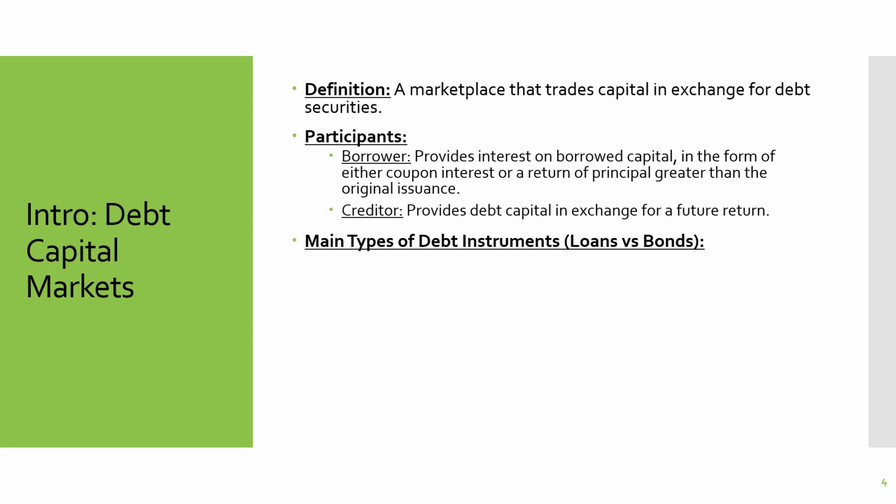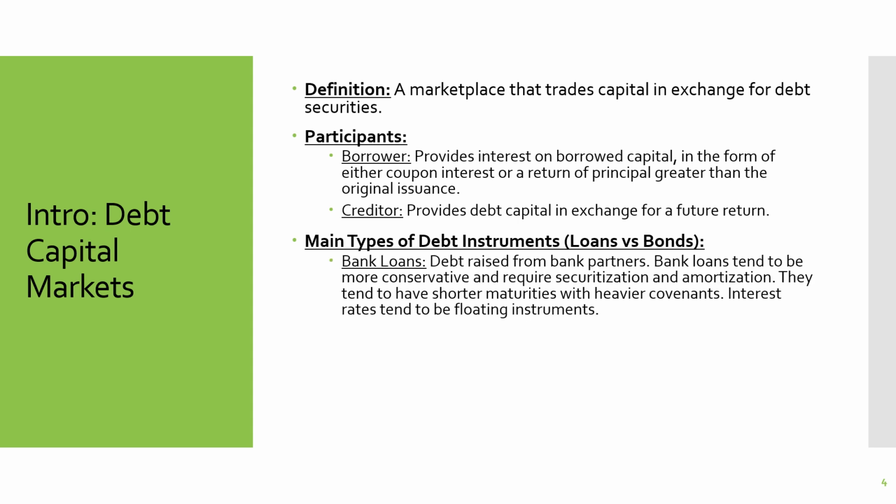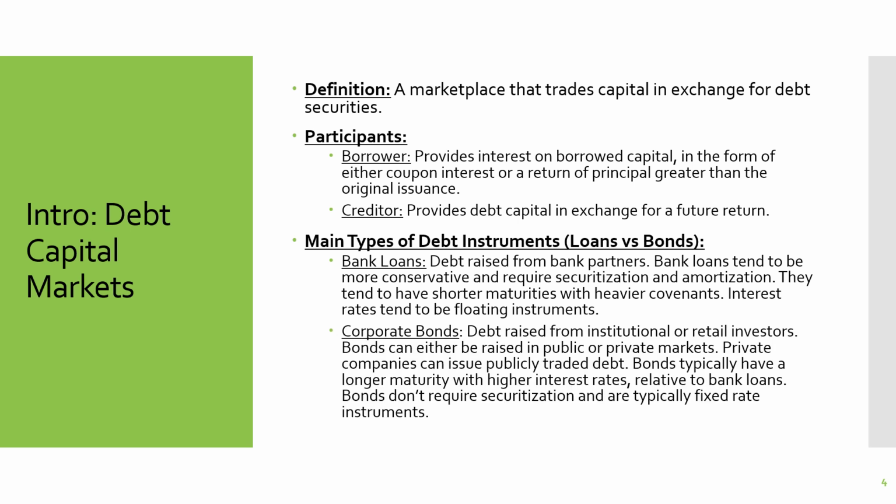Main types of debt instruments: loans versus bonds. Bank loans. Debt raised from bank partners. Bank loans tend to be more conservative and require securitization and amortization. They tend to have shorter maturities with heavier covenants. Interest rates tend to be floating instruments.